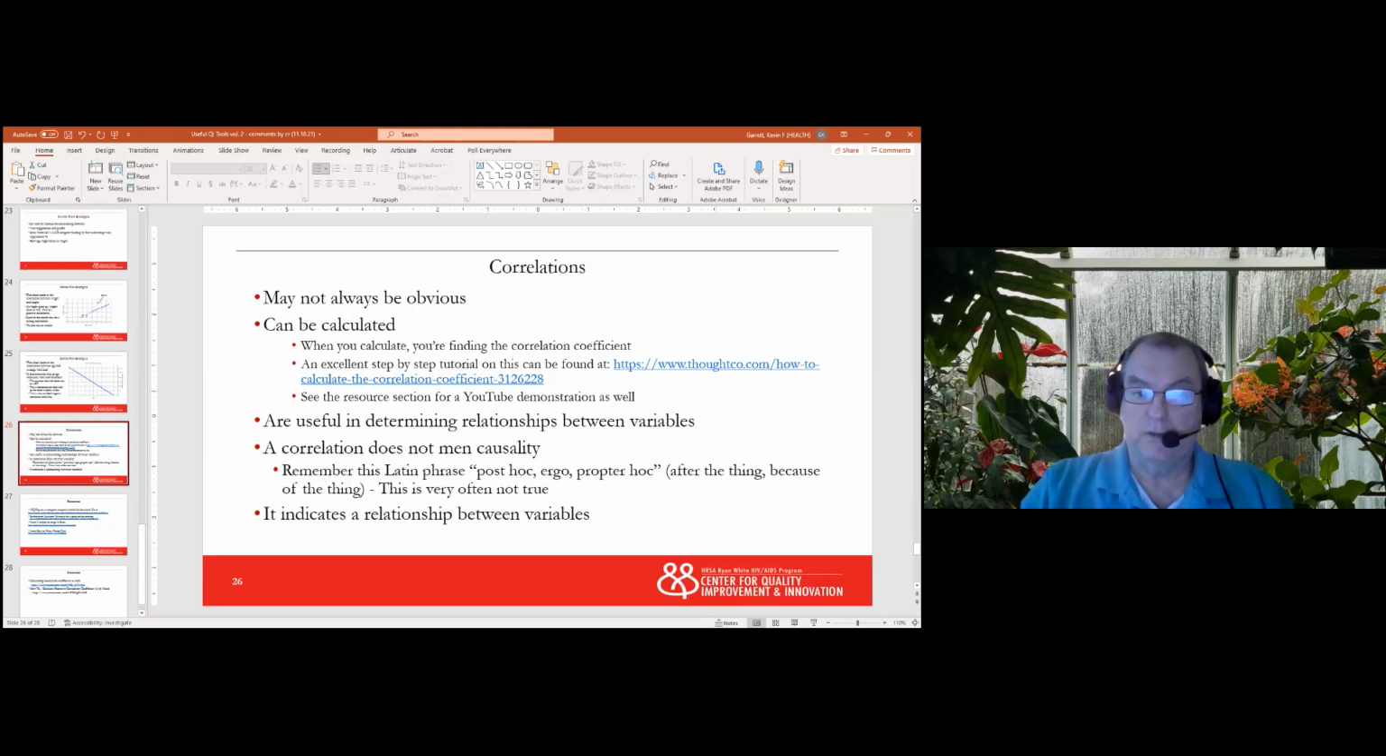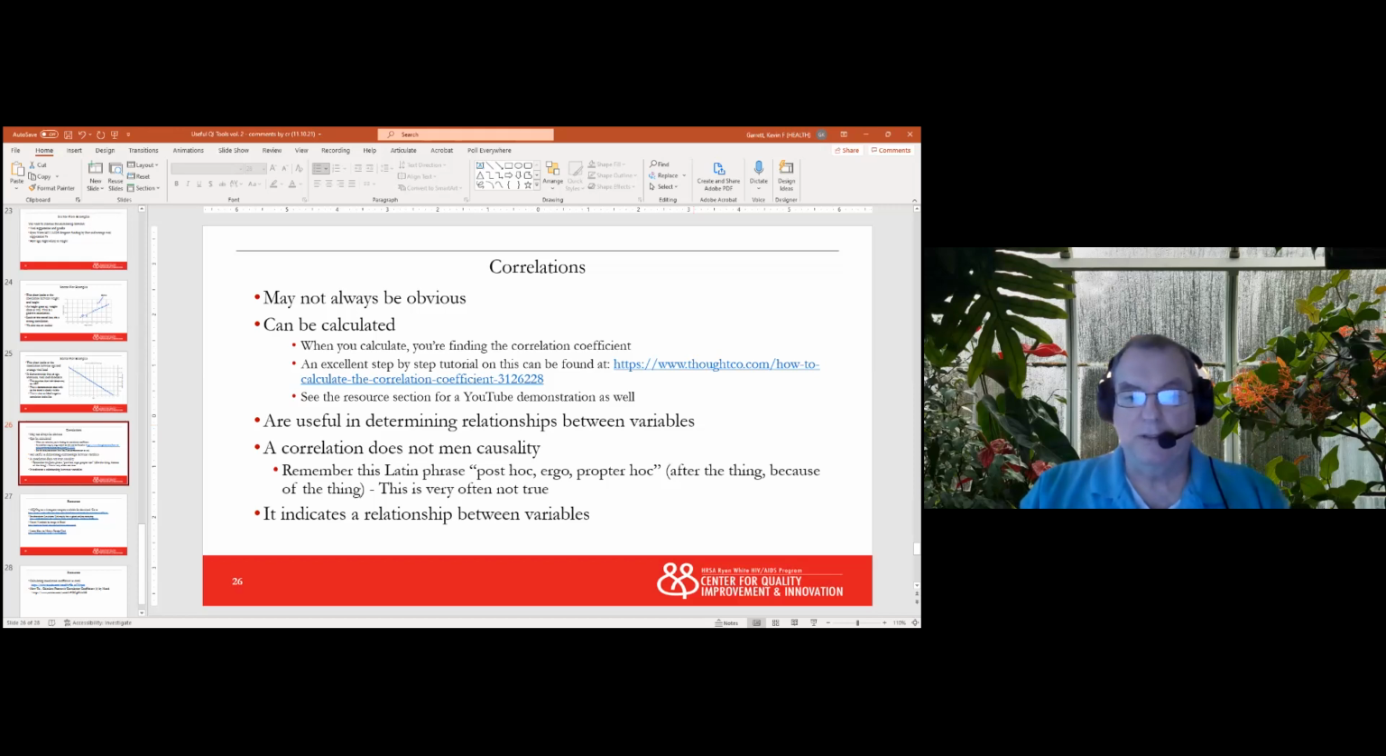There's another step-by-step tutorial on this that I put in here, as well as the YouTube demonstration. And just to summarize again, it's looking at the relationship between two variables. And the thing that I can't stress enough about correlation, it does not mean causality. There's a Latin phrase called post hoc ergo propter hoc, right? And loosely translated, it means after the thing because of the thing. It is 95% not the case.